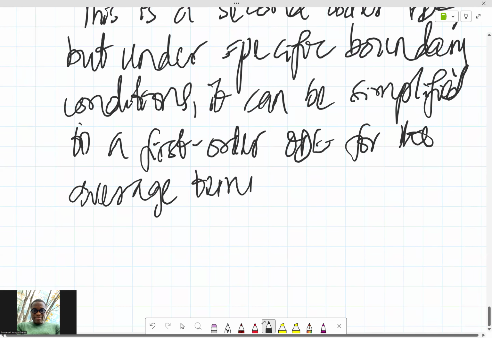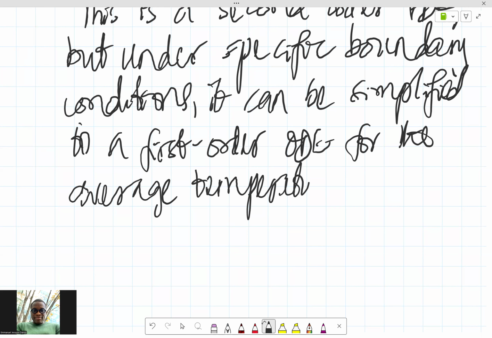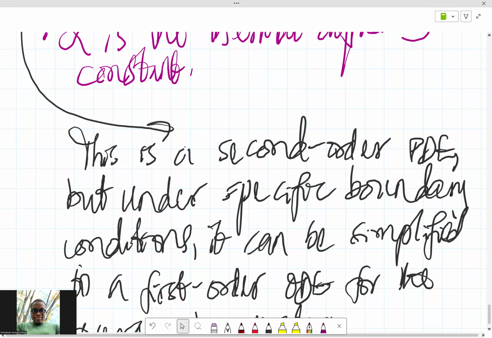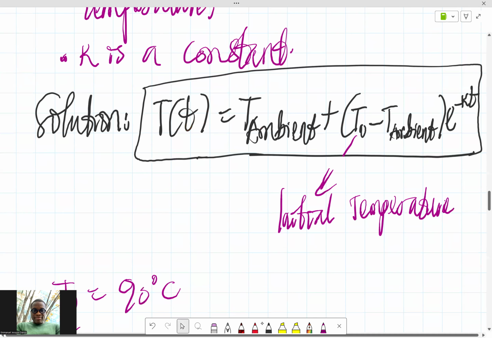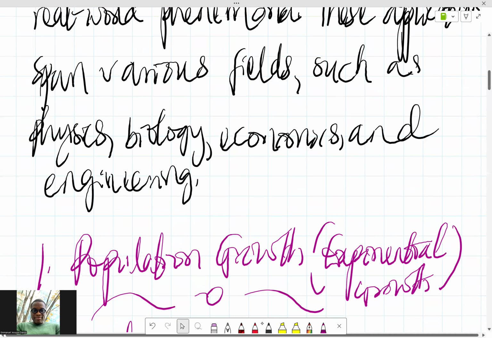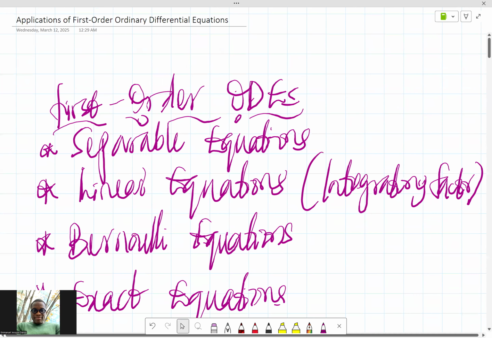For instance, if we use a method like the shooting method, we can make it into a system of first order equations. So this last example is not particularly a first order example, but it can be transformed into that under certain situations. All right, so that's the end of this video talking about the application. So you have seen some real life applications of first order ordinary differential equations.